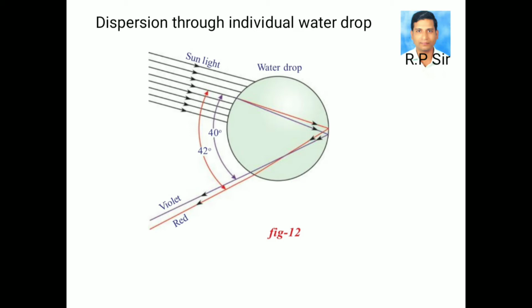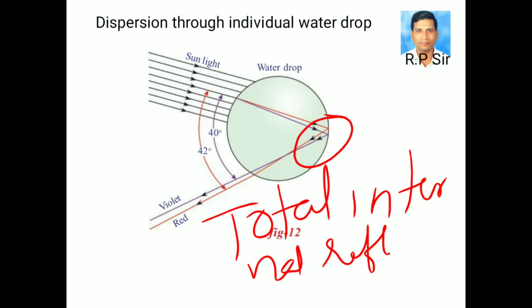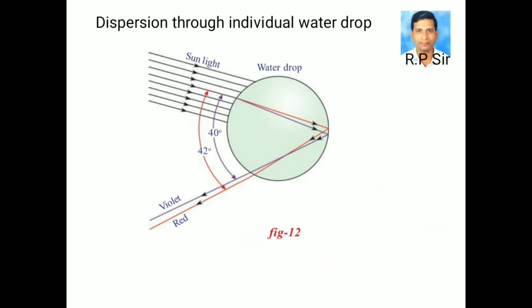Reaching the opposite side of the drop, each color is reflected back into the drop because of total internal reflection. Arriving at the surface of the drop again, each color refracts into the air.